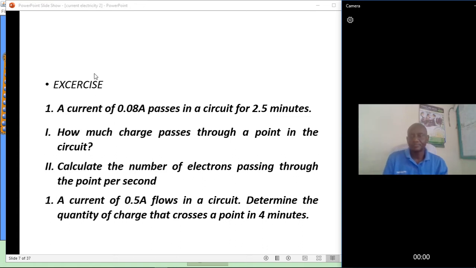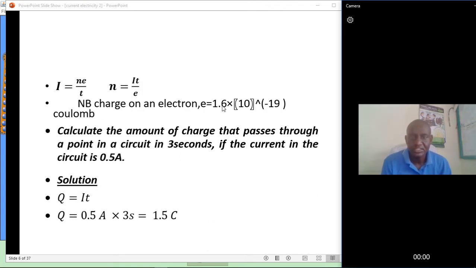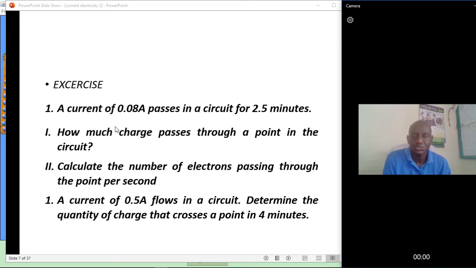We have an exercise here. A current of 0.08 amperes passes through a circuit for 2.5 minutes. So convert this to seconds. What charge passes? Q is equal to IT. Multiply and get that. Calculate the number of electrons passing through the point per second. Whatever you have here, divide by 1.6 times 10 raised to the power of negative 19, because we said a single charge measures 1.6 times 10 raised to the power of negative 19 coulombs. So you have the total charge, then you divide, and you get the number of electrons.